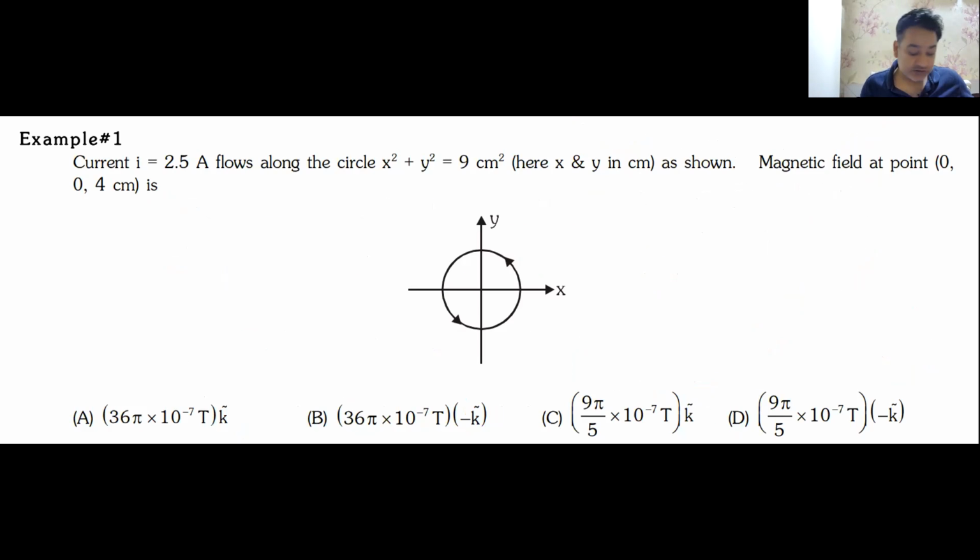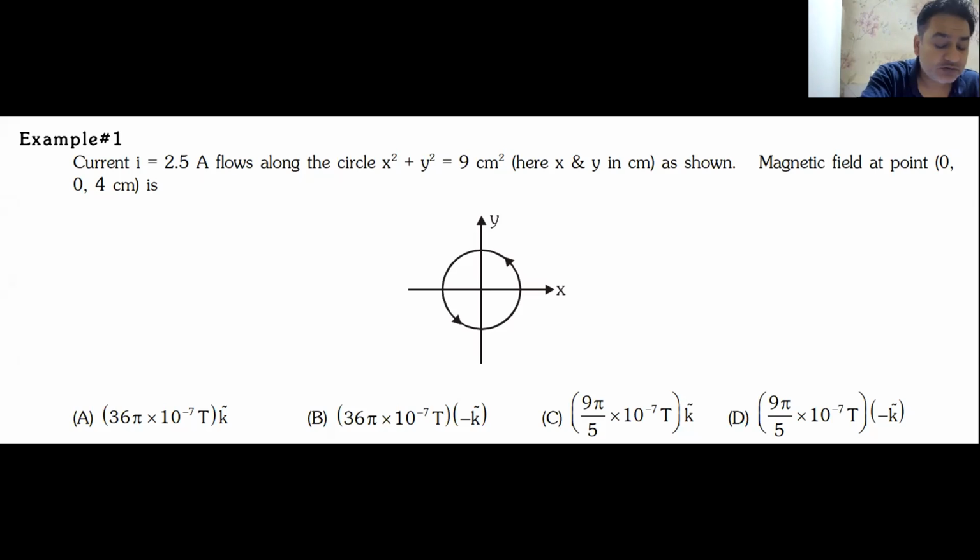A current I, equal to 2.5, forget 2.5, current is I, flows along a circle x squared plus y squared equals r squared. X and y are in centimeters. What is the magnetic field at point (0, 0, 4)? It's a simple question. I'll give you 2 minutes. Well, this is a straightforward question.